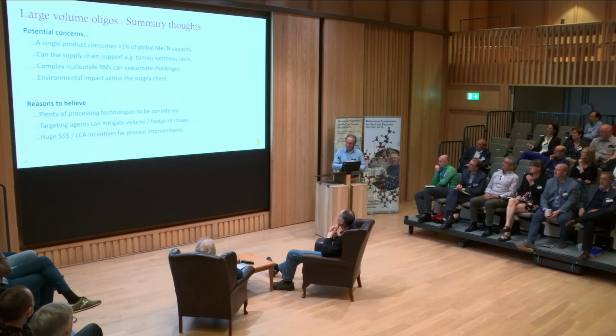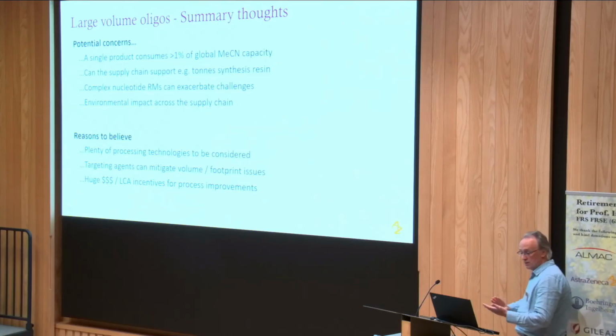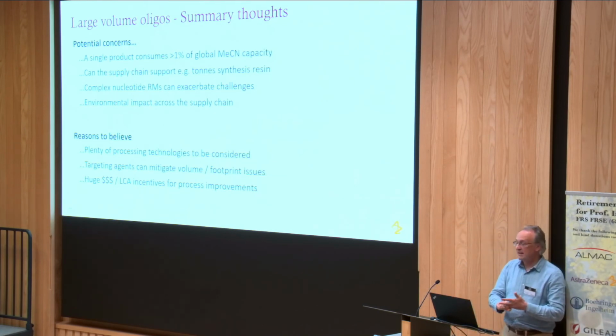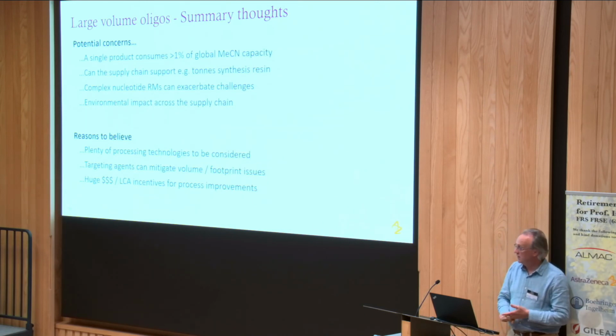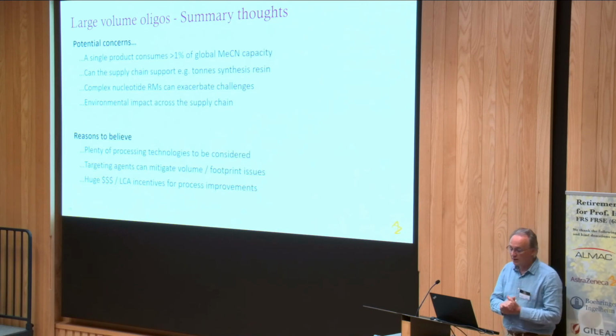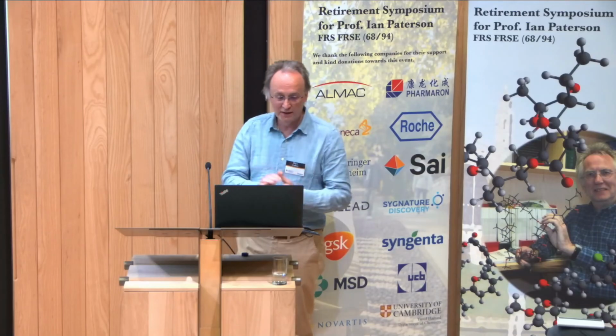Flip that over. Just some summary thoughts. So a single product made in tons consumes more than 1% of the global acetonitrile capacity. I haven't really got on to what the critical quality attributes of the resin are, and indeed, how we investigate the resin to determine what they are. Obviously, there's talk about the C-et phosphoramidites. But actually, there's more work going on in medchem to produce other variations of those nucleotides, and I can be fairly sure they're not going to be simpler.